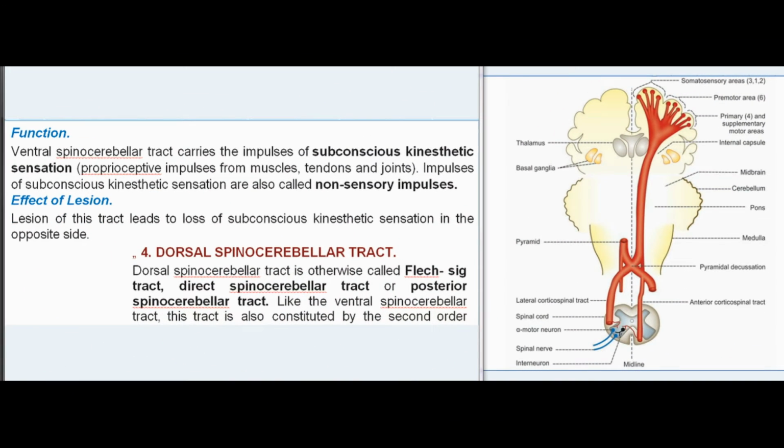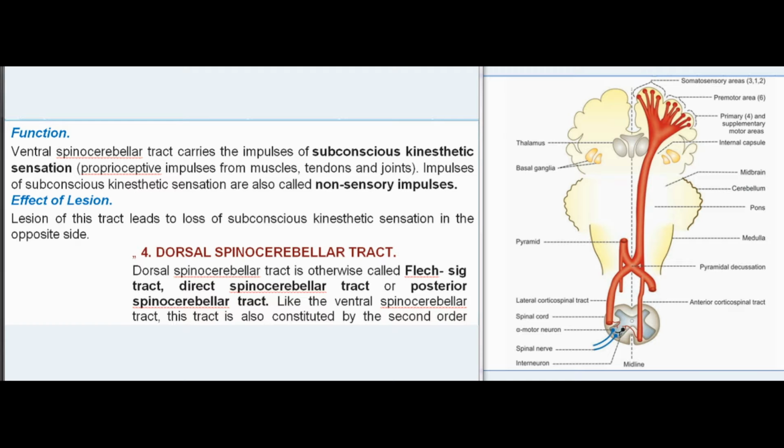Function. Ventral spinocerebellar tract carries the impulses of subconscious kinesthetic sensation, proprioceptive impulses from muscles, tendons, and joints. Impulses of subconscious kinesthetic sensation are also called non-sensory impulses. Effect of lesion. Lesion of this tract leads to loss of subconscious kinesthetic sensation in the opposite side.